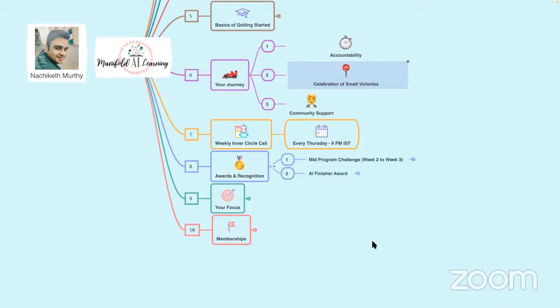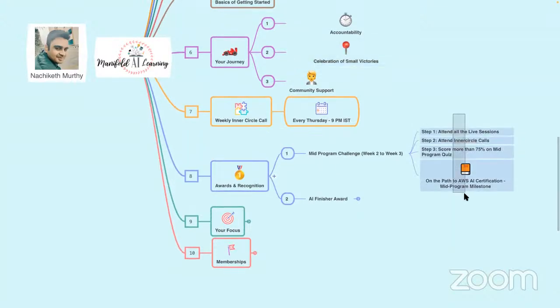So what we have designed is two challenges for everyone. Those who are part of our silver membership have automatically entered this challenge. One is called the mid-program challenge. This would happen somewhere between week 2 and week 3. Whatever topics we'll be covering till that time, you'll have a quiz, and you are expected to attend all the live sessions.